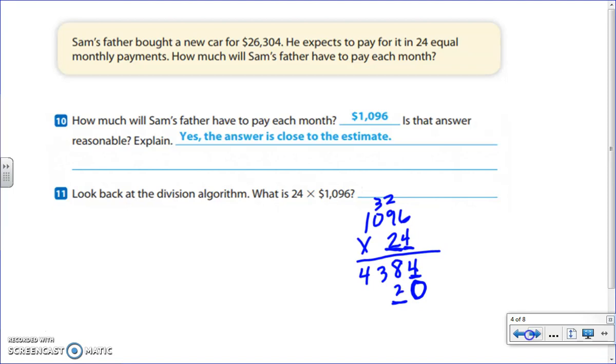2 times 6 is 12. 19, 1, 2, 4, 0, carry the 1, 13, 1, 5, 2, carry that 1. There it is, okay, 26,304. So it is actually what we thought it should be. This is actually saying we have 24 months and I'm paying this much money. So if we did our calculations correctly, after those 24 months we'll have the car paid off. It should equal $26,304.